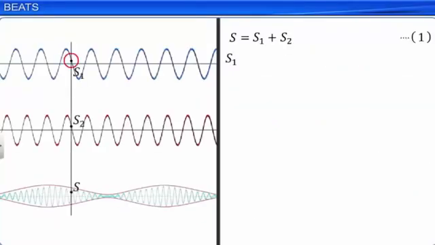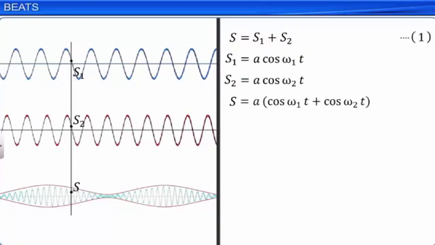We know that S1 is equal to A cos omega 1 into t, and S2 is equal to A cos omega 2 into t. Substituting the values of S1 and S2 in equation 1, we get S is equal to A into (cos omega 1 into t plus cos omega 2 into t). This can be written as 2A cos (omega 1 minus omega 2) into t by 2 into cos (omega 1 plus omega 2) into t by 2. Let this be equation 2.